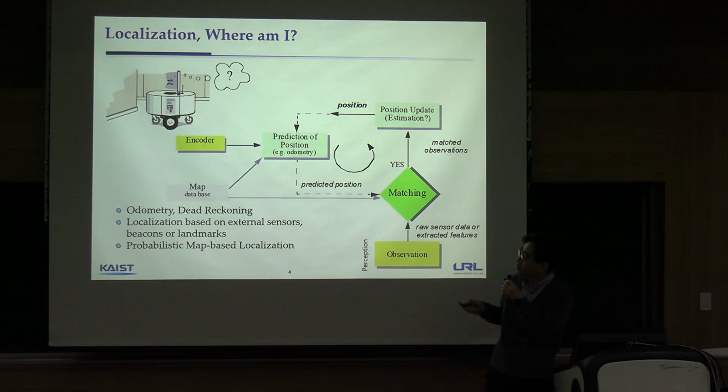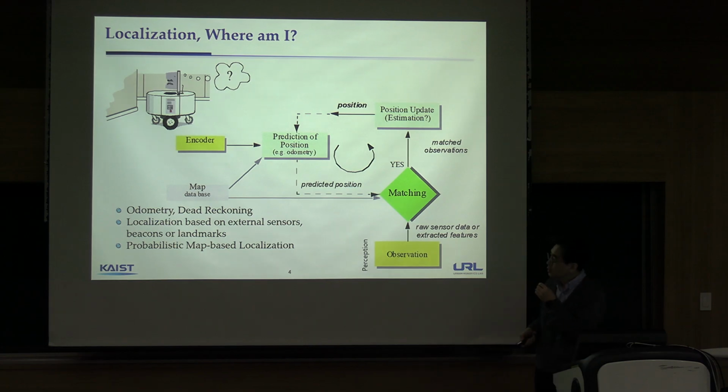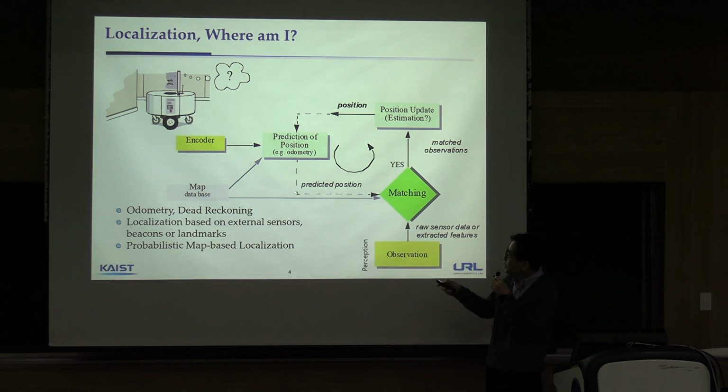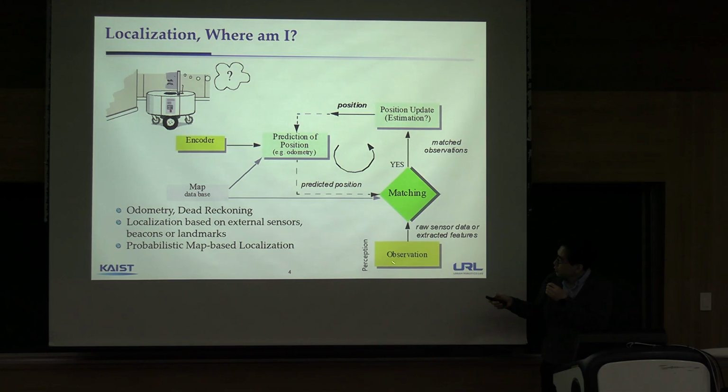So we can somehow predict the position, but it is very uncertain because there can be some slippage or we face some uneven terrain. In that case, it might have a lot of errors in the odometry. So based on this predicted position, and if you have the map in advance, then we have the map database, and based on this predicted position, we can somehow predict where the objective or obstacle lies. So based on that, if you have the sensory observation, then we can match them together.